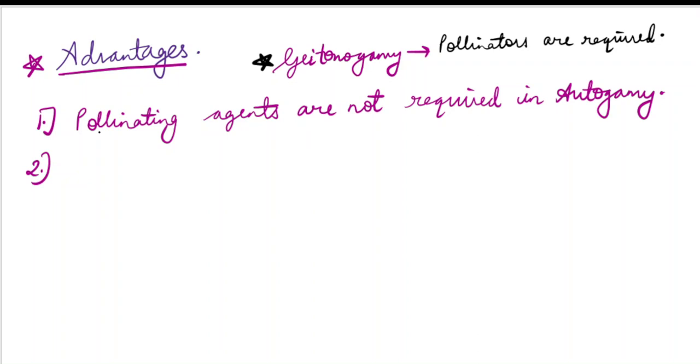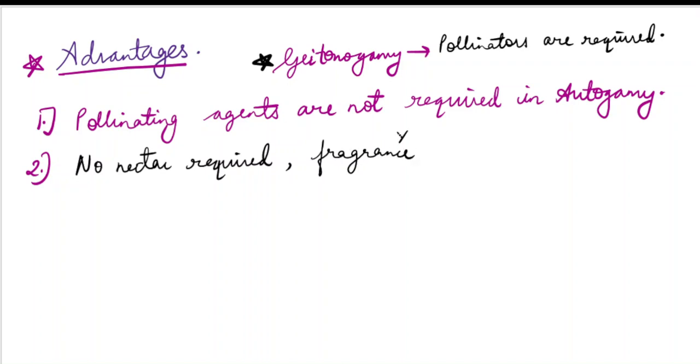If we speak about another advantage, you will write here, no nectar required. Then you can say fragrance not required, because there is no pollinator coming. Again you can say there is no requirement of colored flowers, colored petals. So colored flowers are not required. In short, even if the flower is not showy, pollination will still go on because it's self-pollination.